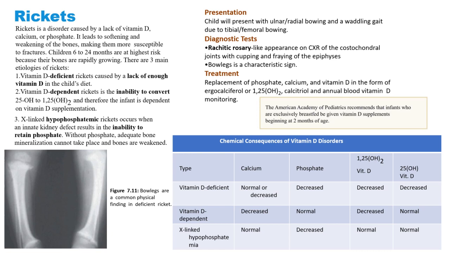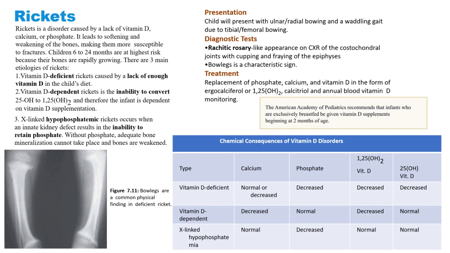Here there is a clinical tip. The American Academy of Pediatrics recommends that infants who are exclusively breastfed be given vitamin D supplement beginning at the age of 2 months. On the right lower side there is a table which shows different types of vitamin D disorders and chemical consequences.